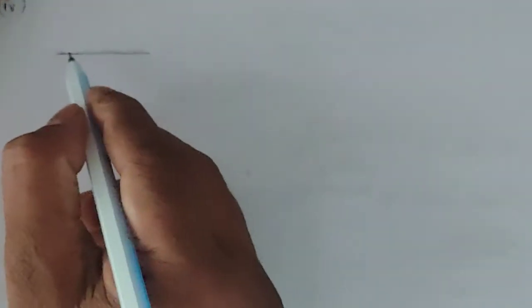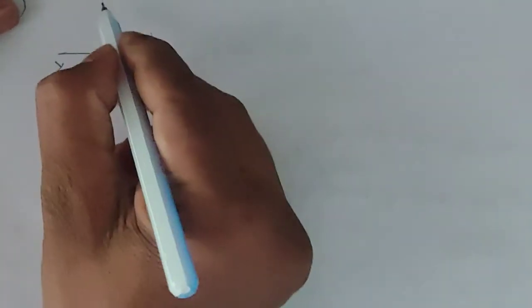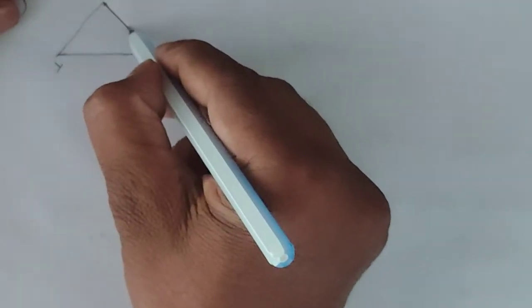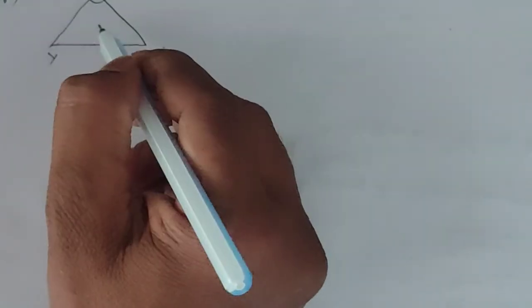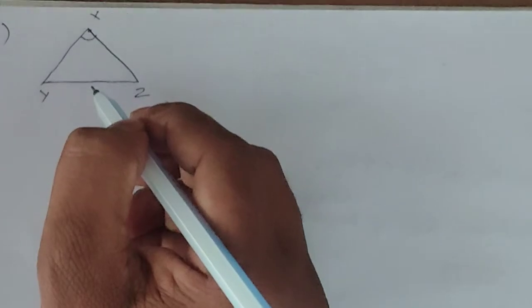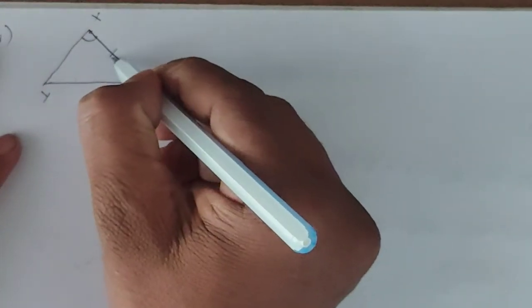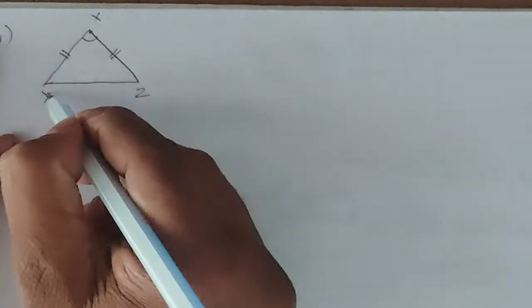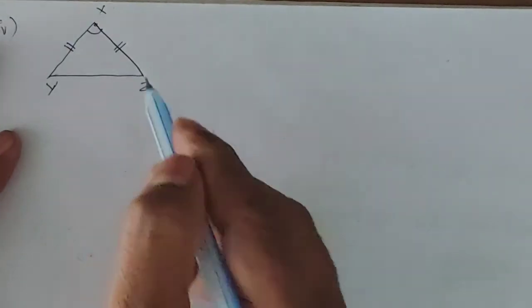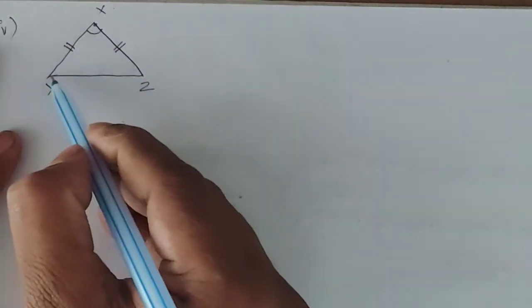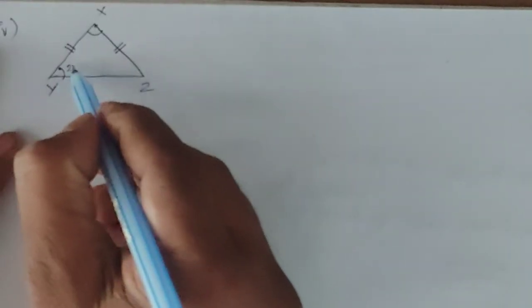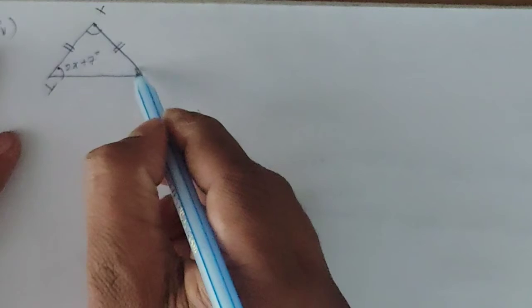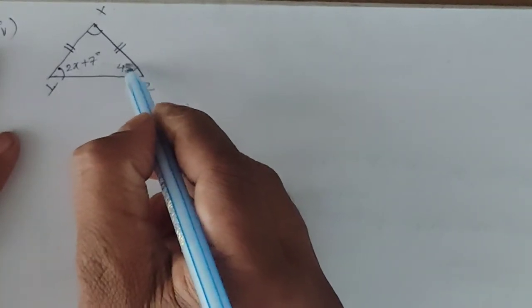So a triangle is given. This is y and this is z, and here it is x. So join x and y, join x and z. The angle at x is given but not its value, and side xz is equal to side xy. That means it is an isosceles triangle. Sides xz and xy are equal, and at y the angle is 2x plus 7 degrees. At z it is 45 degrees.